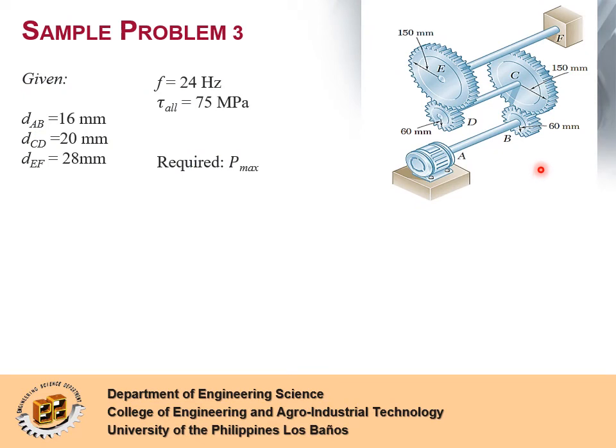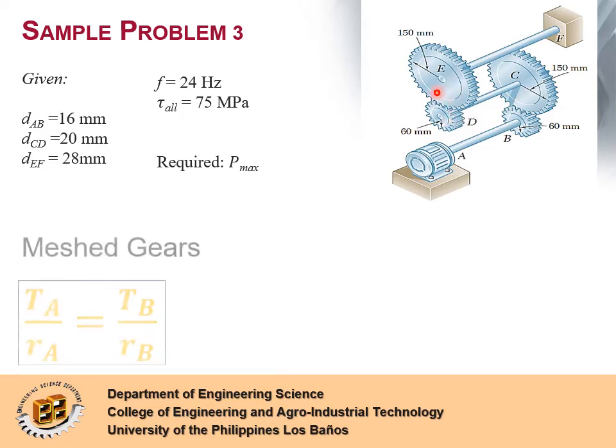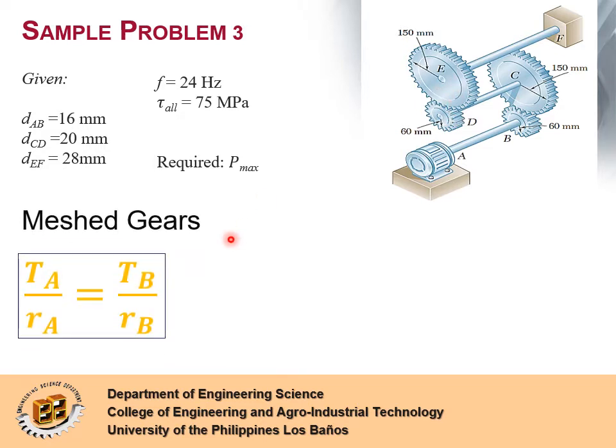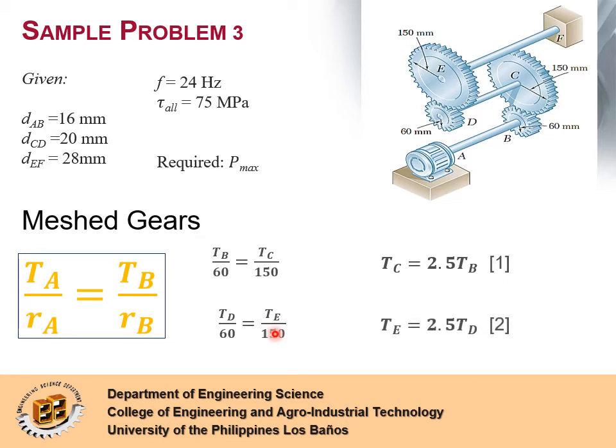In this problem, we have gear B meshed to gear C and gear D meshed to gear E. Applying the concept of meshed gears, gear B has a radius of 60 millimeters, while gear C has a radius of 150 millimeters. So we now have equation 1 showing that the torque at gear C is equal to 2.5 times the torque at gear B. Gear D also has a radius of 60 millimeters, and gear E has a radius of 150 millimeters. And now, we have equation 2 showing that the torque at gear E is equal to 2.5 times the torque at gear D.